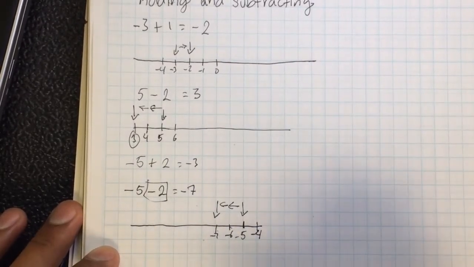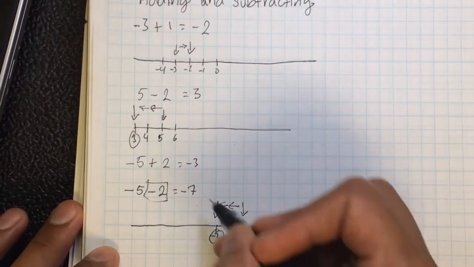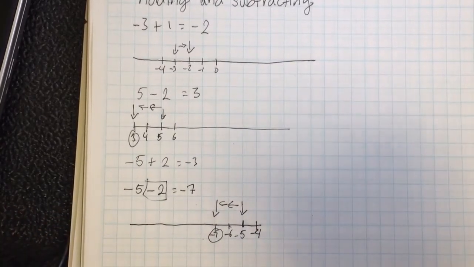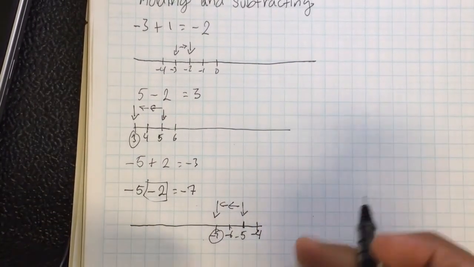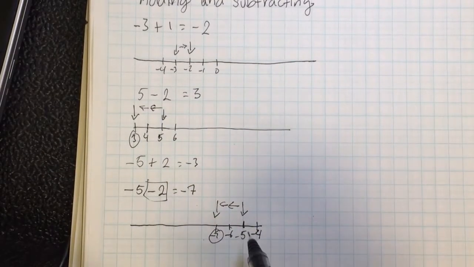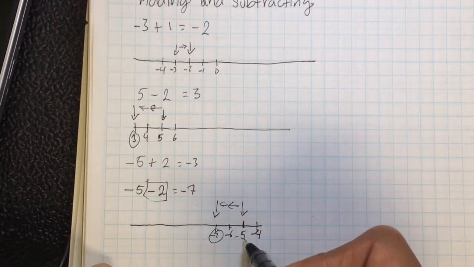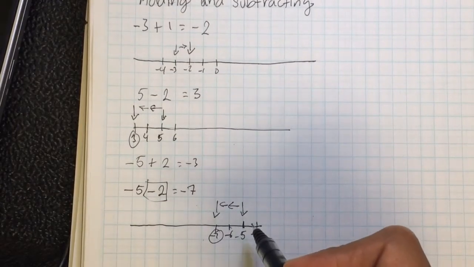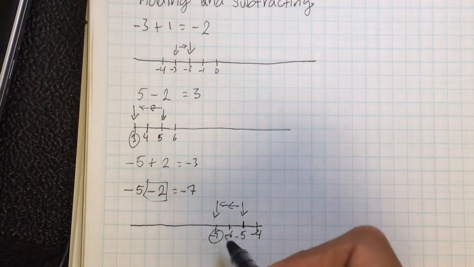Is that the same answer? Yeah, exactly. You're still subtracting for a negative, but on the number line, when you subtract, you go to the left, because you're not adding. -5 is right here. If you subtract 2, then you go to the left 2 spaces.